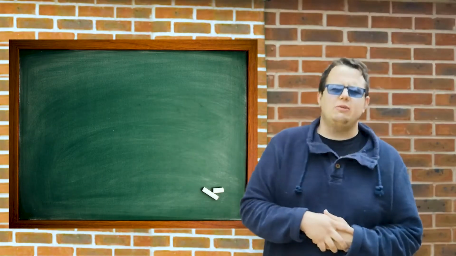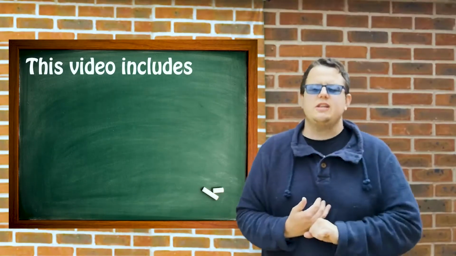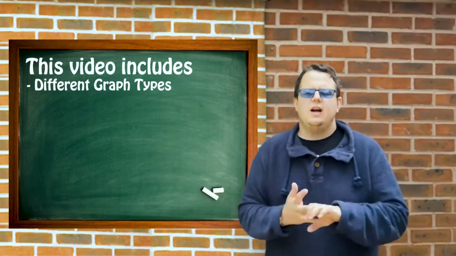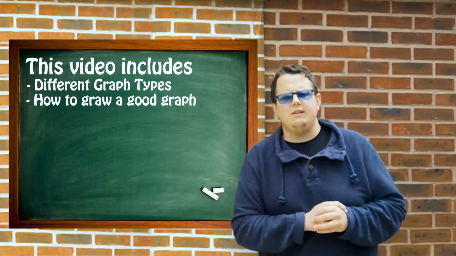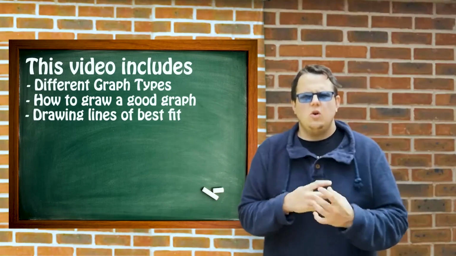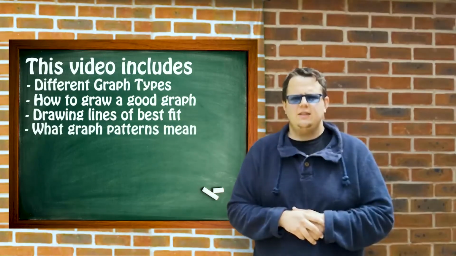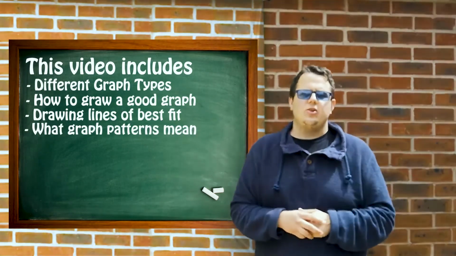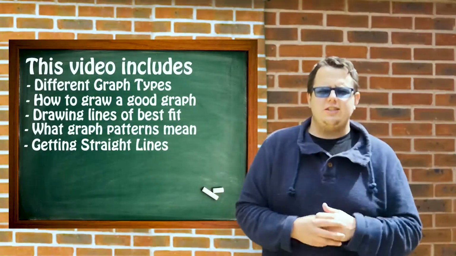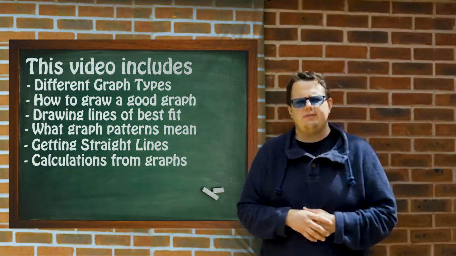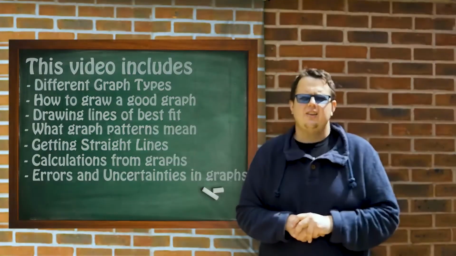In this video, I will talk about how we use graphs. To do this, I will discuss the different types of graphs and when we use them, how to draw a good graph and how to spot a bad one, how to draw your line of best fit, what the different patterns in graphs mean for that data, how to always get a straight line on your graph, and then what other quantities we can calculate or get from a graph. And then finally, we're going to talk about the errors and uncertainties in graphs.